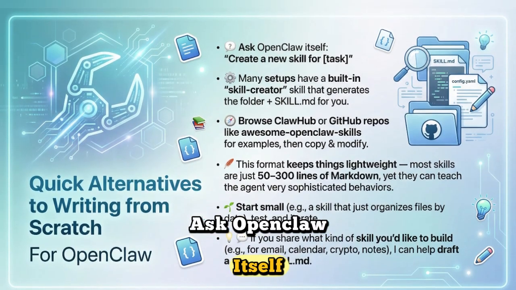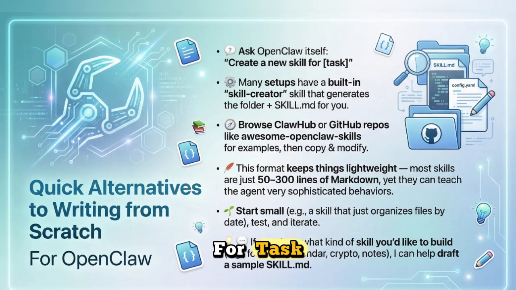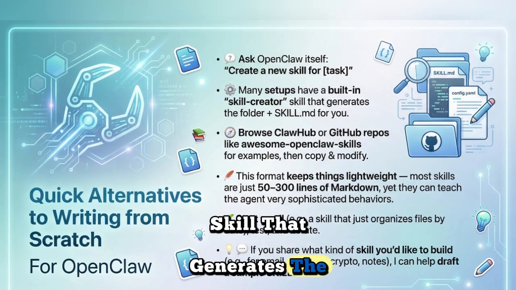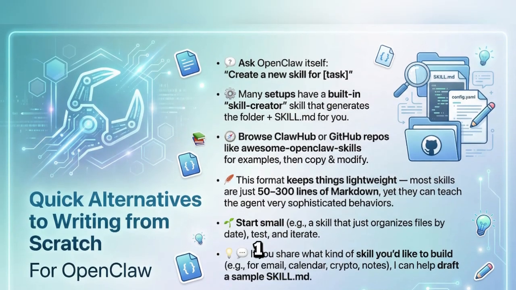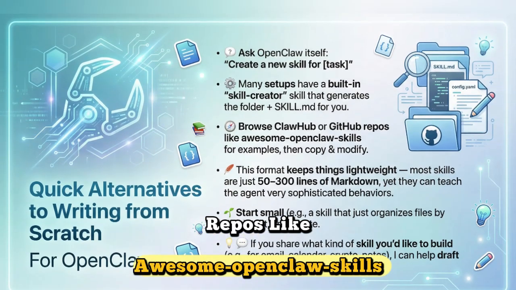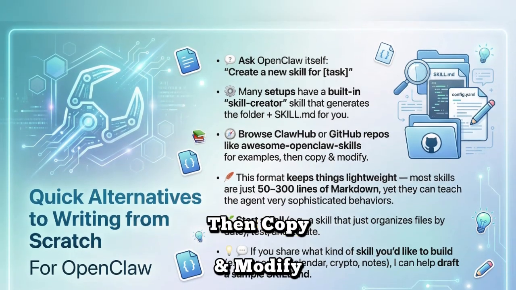Ask OpenClaw itself. Create a new skill for task. Many setups have a built-in skill creator skill that generates the folder plus SKILL.md for you. Or browse ClawHub or GitHub repos like awesome OpenClaw skills for examples, then copy and modify.